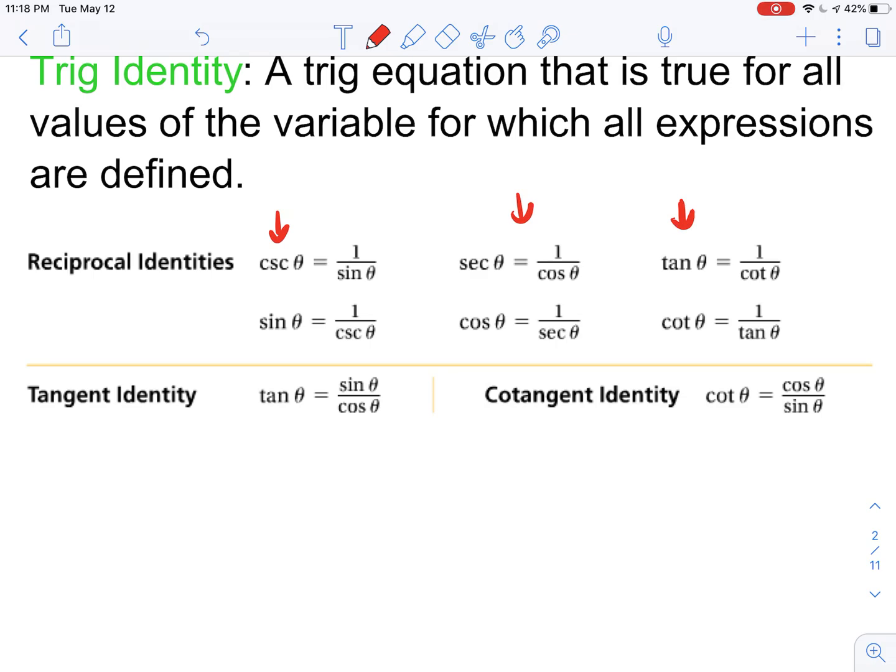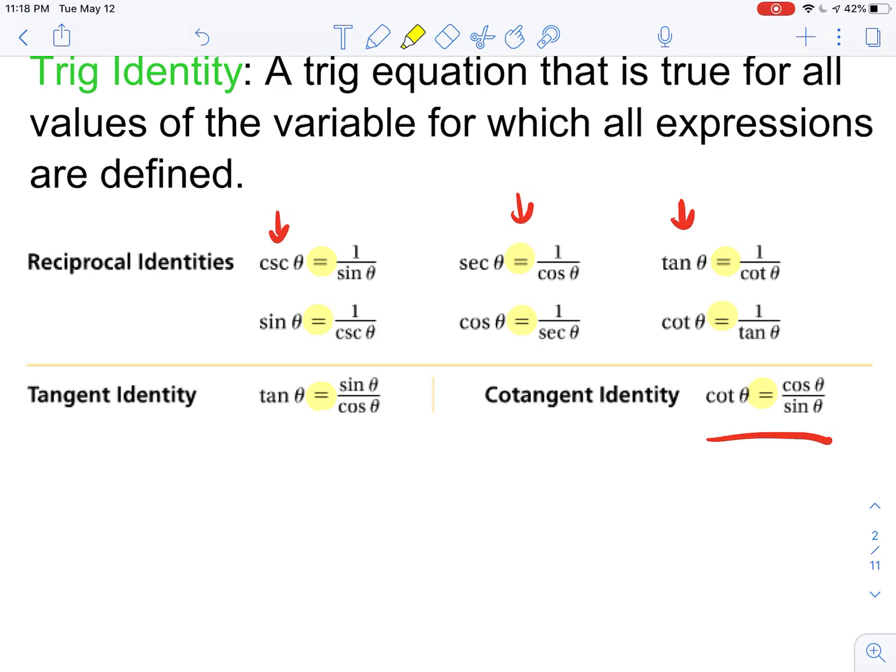Tangent identity, we already talked about this. Tangent is equal to the sine over the cosine. We used that to make calculations in the last chapter. Now we're going to be using it to help us simplify in this chapter. And cotangent, knowing that it is the reciprocal of the tangent function, follows that it is the reciprocal of sine over cosine. So your cotangent function is equal to your cosine over your sine.